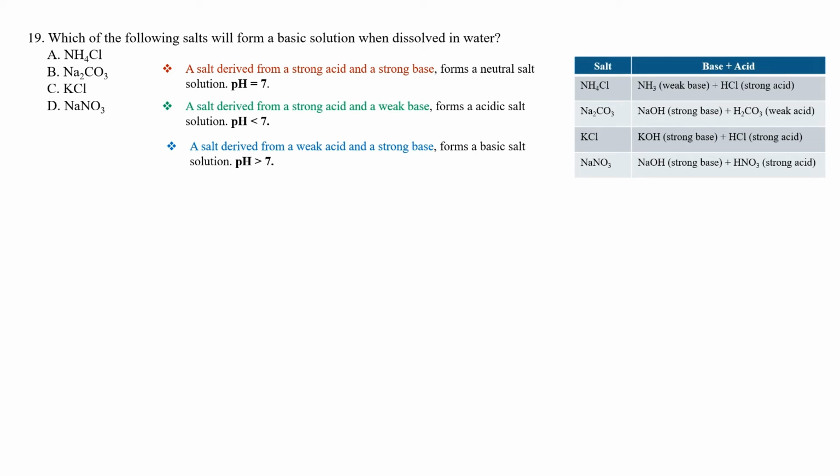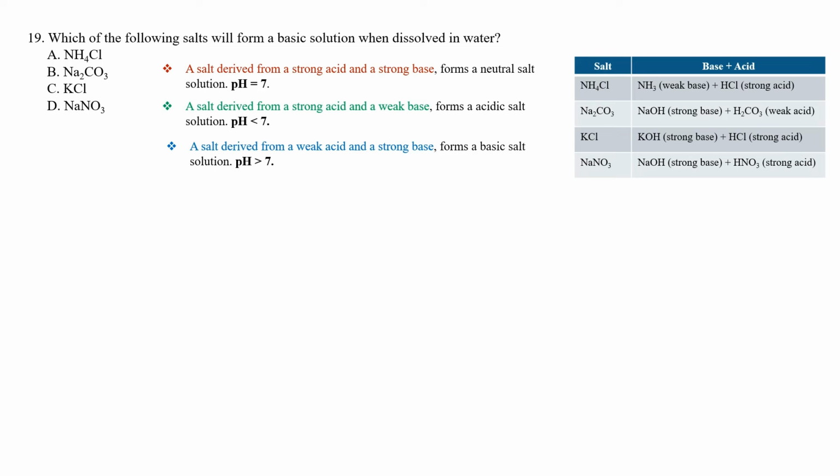The first answer is ammonium chloride. Ammonium chloride salt is made by ammonia, a weak base, and HCl, a strong acid. Then the pH of ammonium chloride is in the acidic range, less than 7. Second salt, sodium carbonate. Sodium carbonate is made by sodium hydroxide, a strong base, and carbonic acid, a weak acid. Then the pH of the salt is on the basic side, above 7.